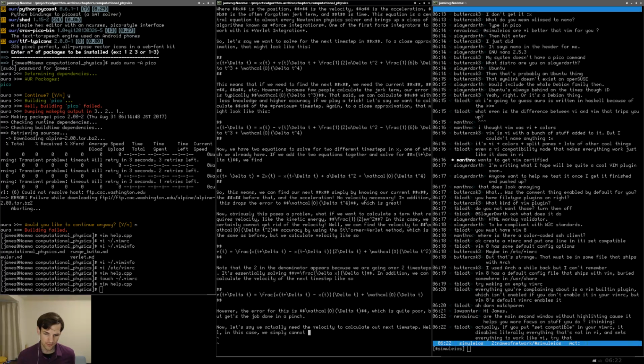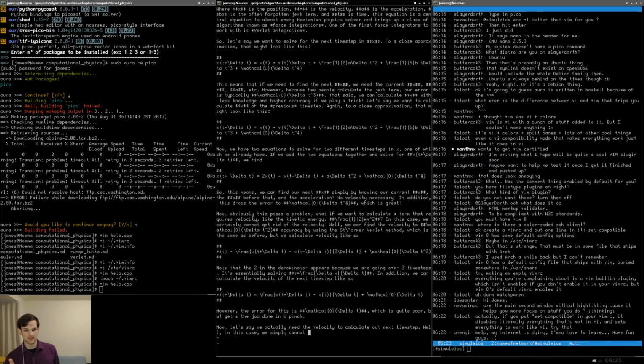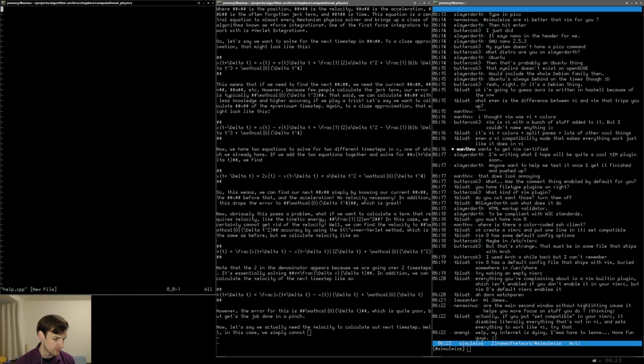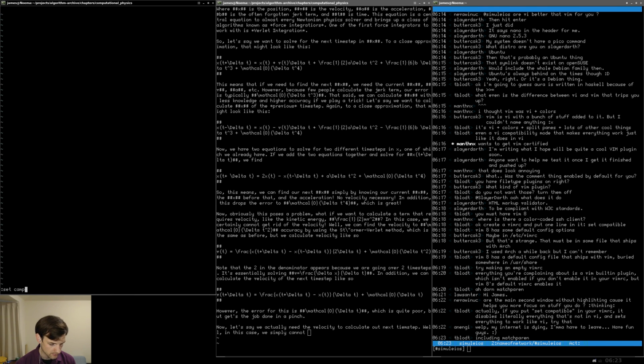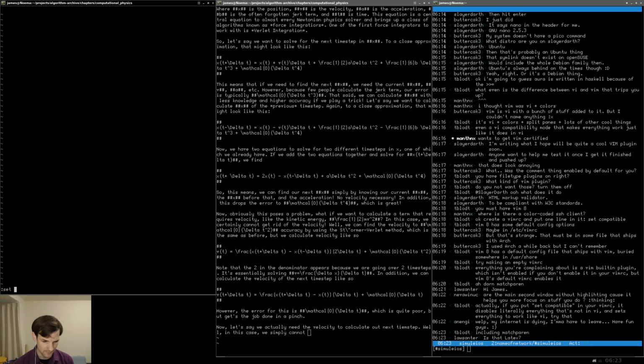If you put set compatible in your vimrc, it disables literally everything. That's not VI. Yes, almost everything is set back to how it's supposed to be, but not everything. So we do set compatible. I think that's how you spell it. No, set compatible. One second. This is Markdown. How do you spell compatible? Compatible.